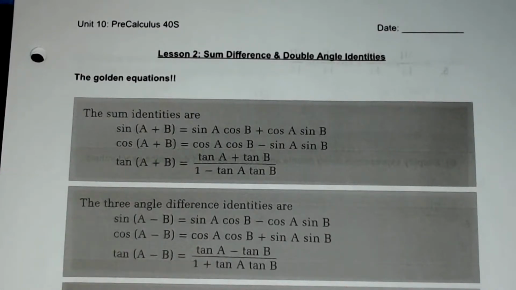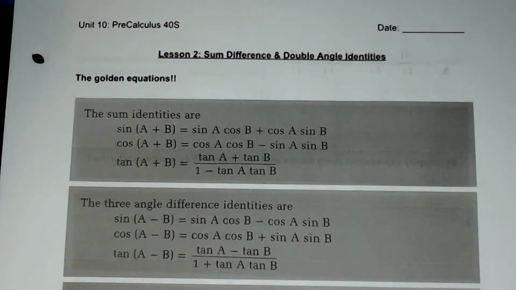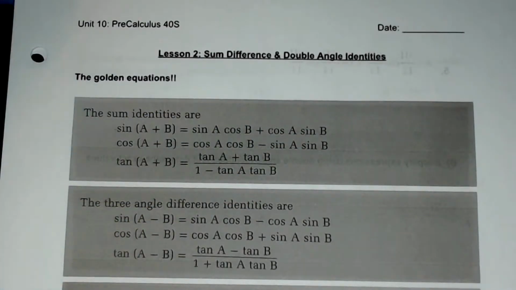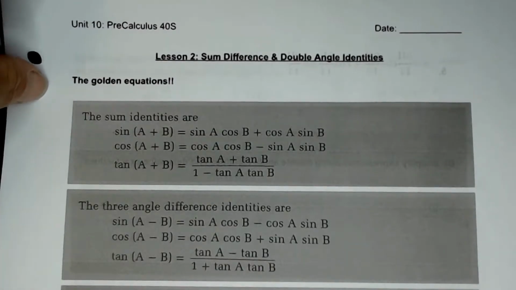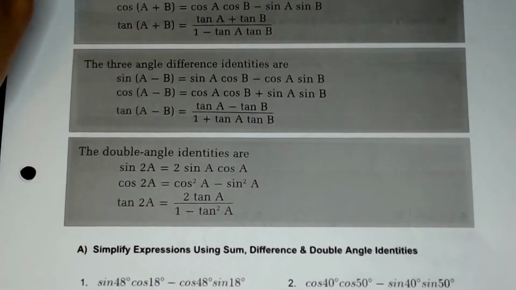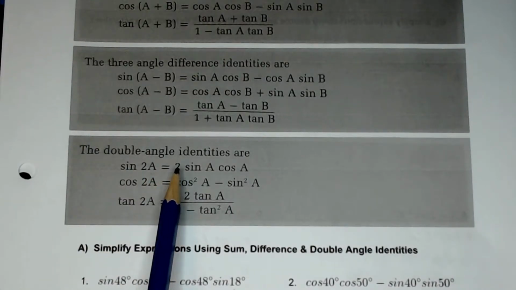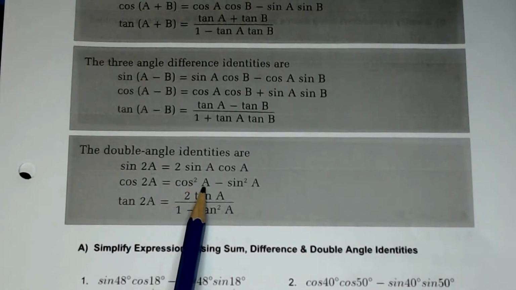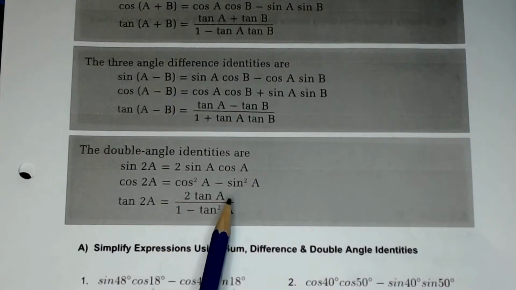So we have three sum identities. They're defined here: sine A plus B, cos A plus B, and tan A plus B. And they break down into these components. We have three angle difference identities, and they're listed there as well for sine, cos, and tangent. And then we have something called the double angle identities. Sine 2A is equal to 2 sine A cos A, cos 2A is equal to cos squared A minus sine squared A, and then tan 2A is equal to 2 tan A over 1 minus tan squared A.